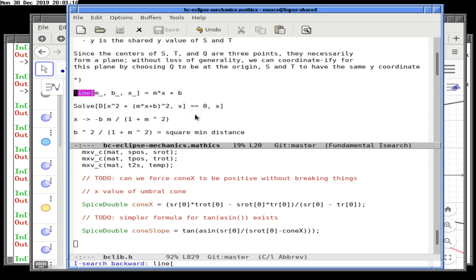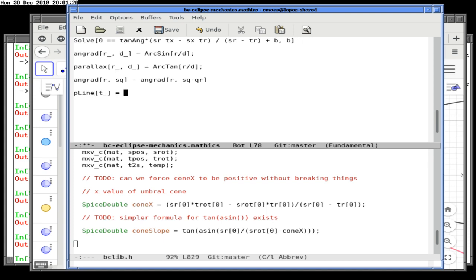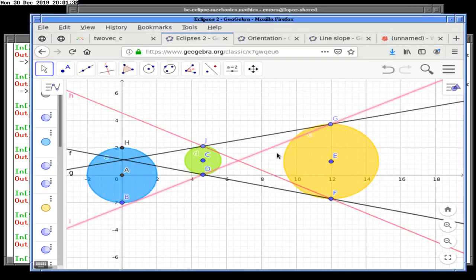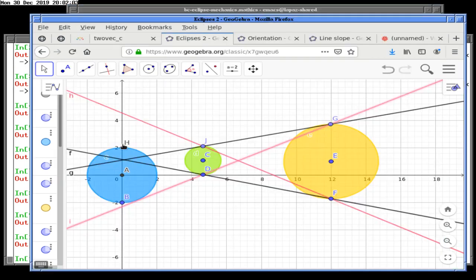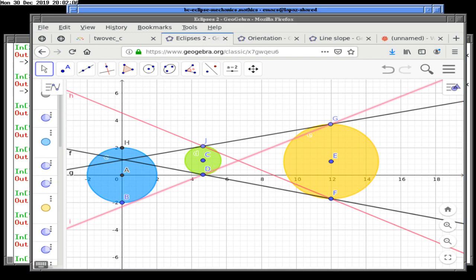So here. Okay, good. I'm going to call this P line, for parameterized line, of t is equal to: we start at t equals 0. We start at Conex, which I'm very happy with, plus t, and then here we start at the y value. This is the specific y value that we're lining up everything. So Conex goes from 0, and we're going to go from y to, here's where it's the cone slope, m times t. So when we go t in x, we go m times t in y. And the nice thing is at 0, this is going to be equal to the start, the point here where the point of the umbral cone. Say that five times fast.